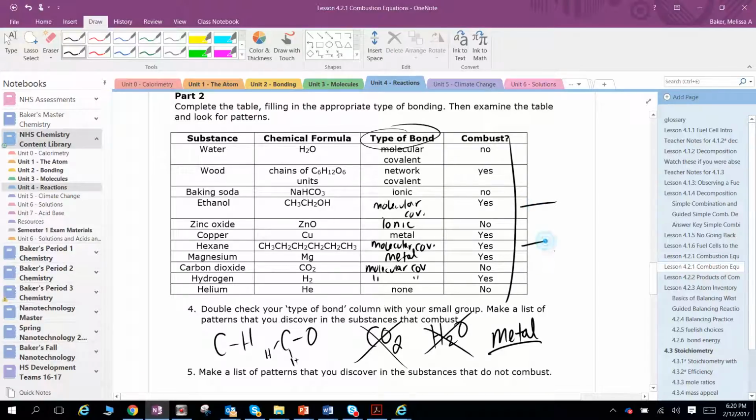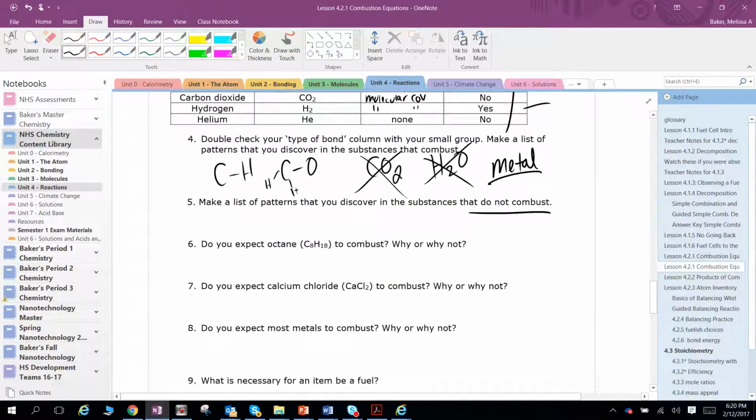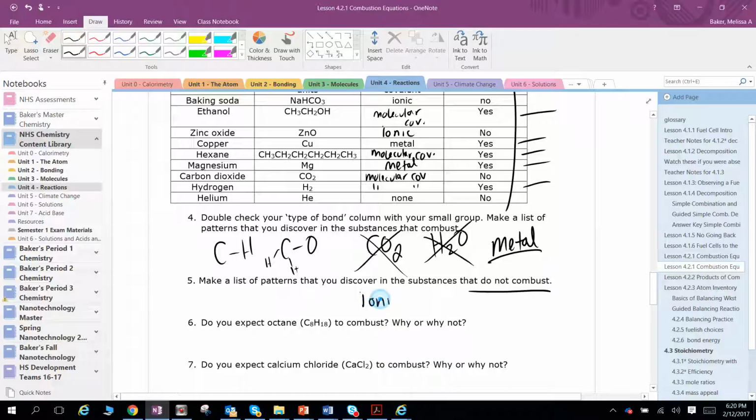So again, some patterns. Many things that have molecular covalent bonding do combust, but there are some that do not. Here are the ones that do. And then things with metallic bonding also combust. Things that did not combust were ionic substances, so the metal and the non-metal. And then, like I talked about, molecular covalent substances that have just carbons and oxygens or just hydrogens and oxygens did not. And also noble gases do not combust, like helium.